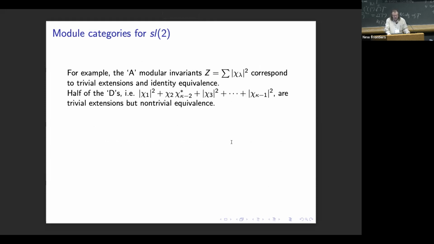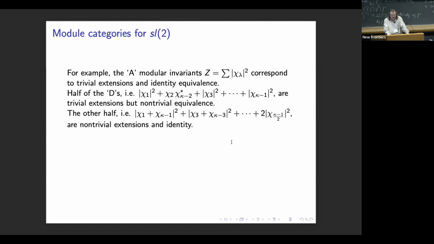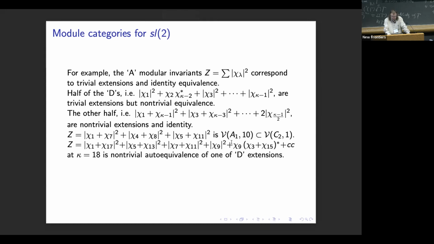Okay, so if we look at it from the triple point of view, the A series, the silly ones, the ones that correspond to the identity matrix, are trivial extensions and the identity equivalence. And half of the Ds are trivial extensions but non-trivial equivalences, and the other half are non-trivial extensions and the identity equivalence. And the E6 one corresponds to a condensation, an extension. The E7 one is the interesting one. It corresponds to an extension and a non-trivial equivalence. And E8 is another pure extension type.